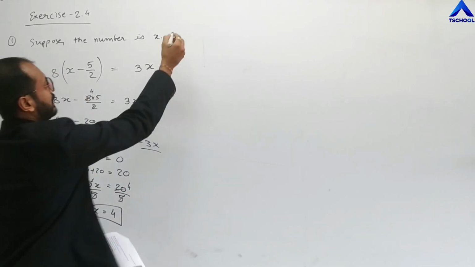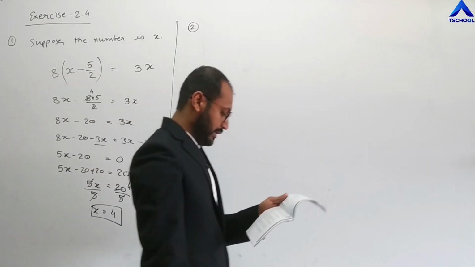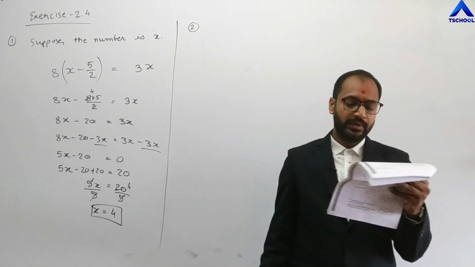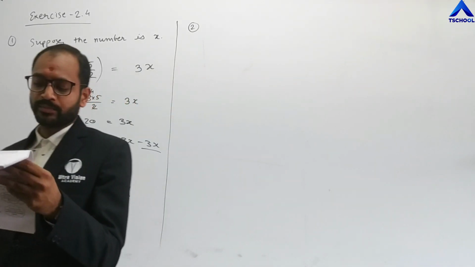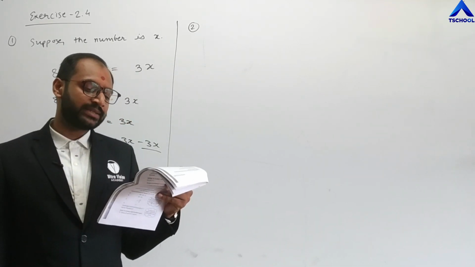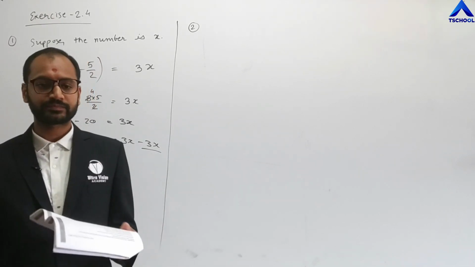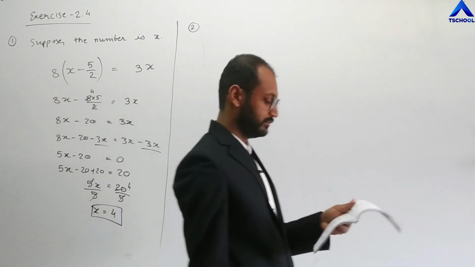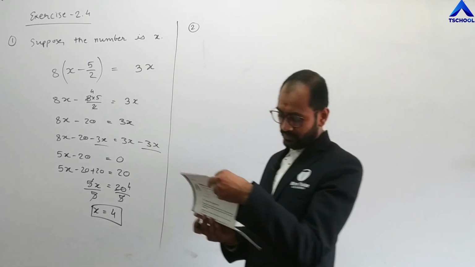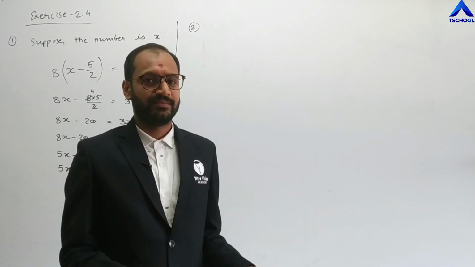Now, the second problem. A positive number is 5 times another number. If 21 is added to both the numbers, then one of the new numbers becomes twice the other number. What are the numbers? So we should consider one number. The positive number is 5 times the other number. So let me suppose the first number is x.